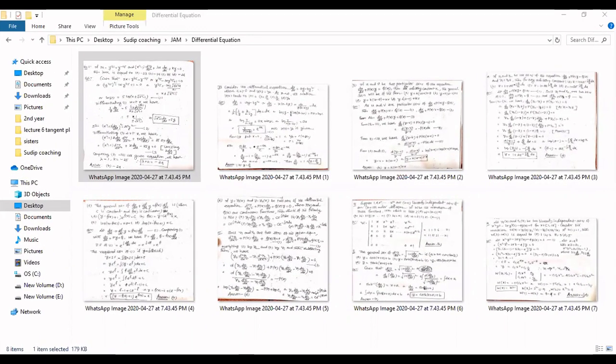Today, I will discuss some questions on differential equations. I'm not saying that these questions are the exact questions which will come on JAM or competitive exams, but I can say that these questions will surely help you in the future when you appear in competitive exams, that will be JAM or TIFR or M.Sc. entrance. So I have some questions on differential equations.